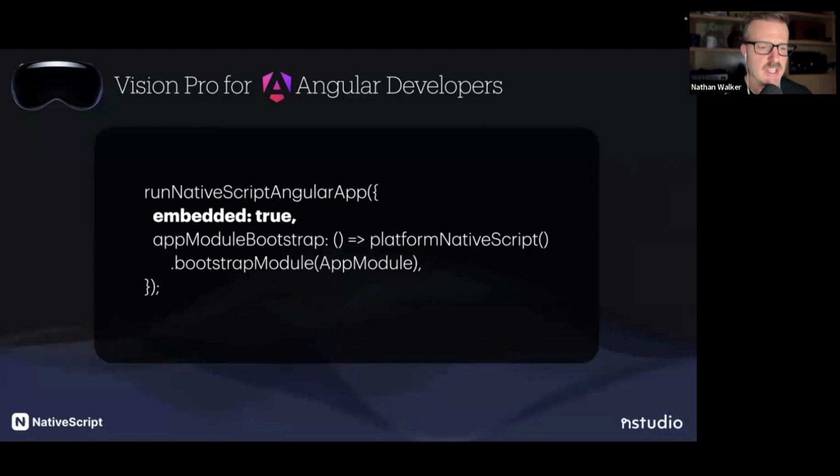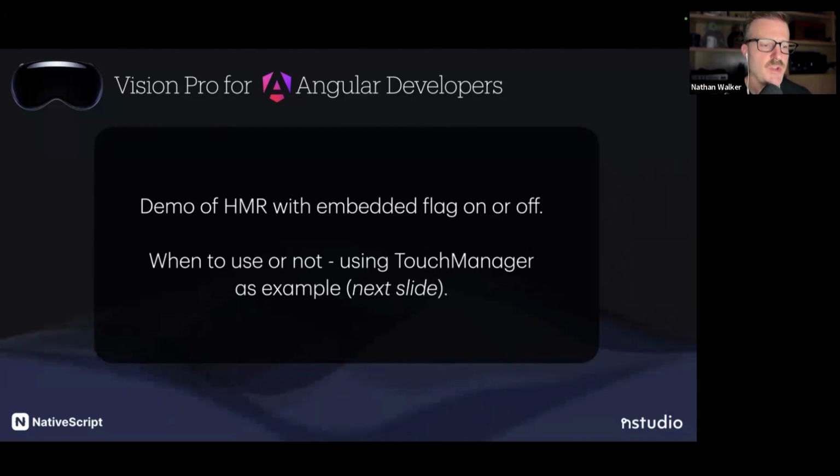But just like with iOS, you can mix UIKit with SwiftUI, and we do a lot of that in this development as well. And so we can mix all these techniques to do this. The embedded flag, though, is interesting because when you have it enabled, you don't want to be using HMR with it on. But if you turn embedded off, you can use it. And so let me just demonstrate that here.